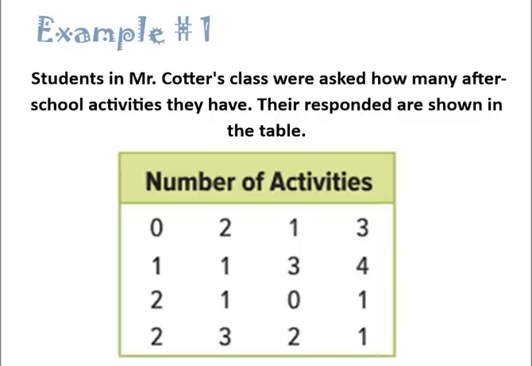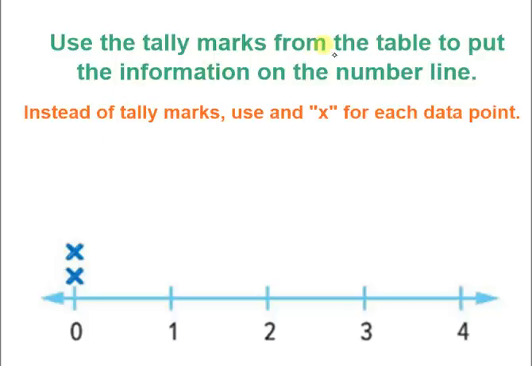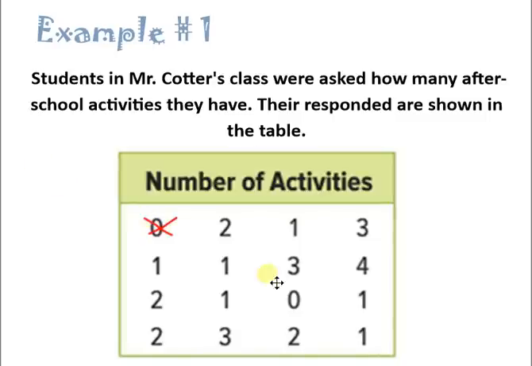Students in Mr. Cotter's class were asked how many afternoon activities they have. Their responses are shown in the table. So we have 0, 2, 1, 3, 1, 1, 3, 4, 2, 1, 0, 1, 2, 3, 2, 1. Each student was polled and asked how many afternoon activities they have. So we're going to use tally marks and this number line to assemble a visual representation of the data from that chart. My example already has 2 done for me over the 0 category, so I'm going to go back to my chart and cross out both of my zeros because those are already done for me.